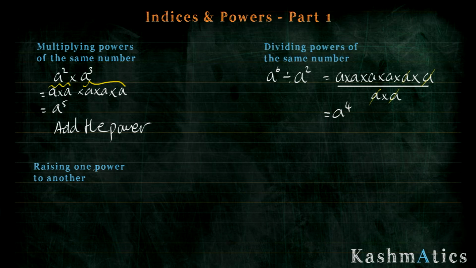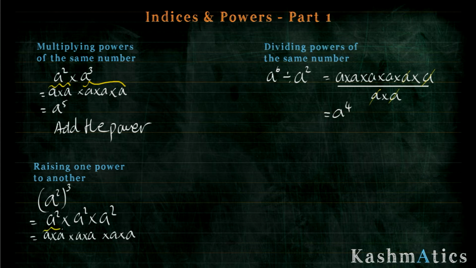Now the next rule is raising one power to another. In this case, let's say for example you have a squared all cubed. That actually means a squared times a squared times a squared. So that would be a multiplied by a times a again, multiplied by a times a again. So that comes from that one, that comes from that one, and that comes from that one. And as you can see, you're multiplying a together 6 times. That would be a to the power 6. So in this case, what you're doing is multiplying the powers.